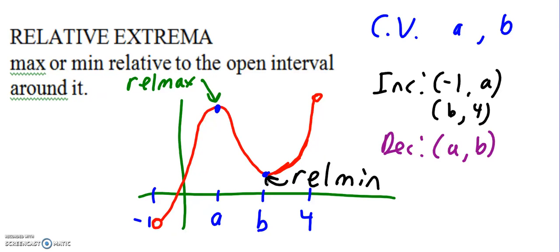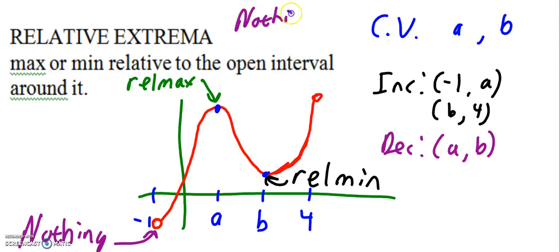These locations, though, would be nothing. Since this is an open interval, and this is an open interval, I cannot call those absolute extrema. If they were closed intervals, then I could. But here I have a relative maximum and minimum because of my definition of the first derivative test: I went from increasing to decreasing and then decreasing to increasing.